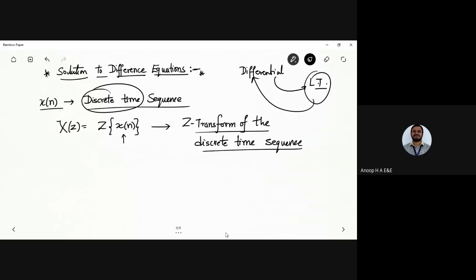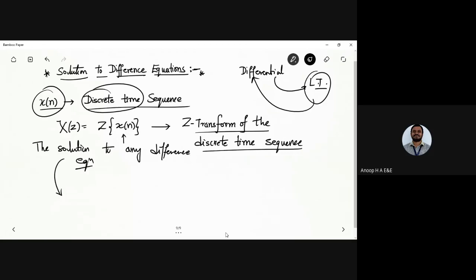Whatever we discussed in the previous class was regarding the unilateral Z transform, which is considered for n greater than 0. So I already told you that you have x of n as the discrete time sequence. The solution to any difference equation is obtained by taking the Z transform.